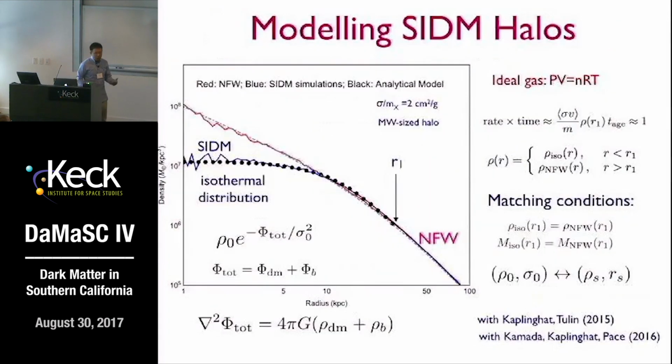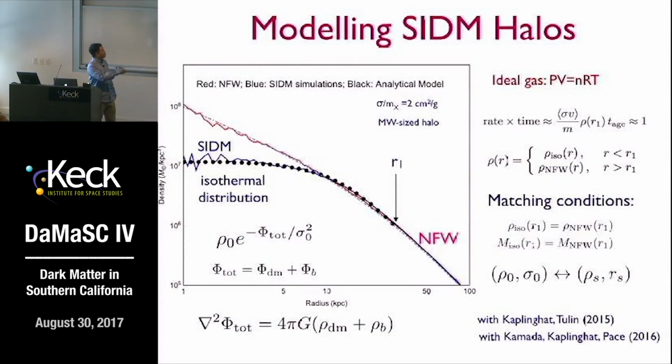So with this, we are motivated to introduce an analytical SIDM model. So you don't need to run simulations to look at the SIDM properties. So how do we do this? You divide the halo into two regions. One is the large region, where collisions will not happen, at the edge of the halo. So this is the NFW profile.